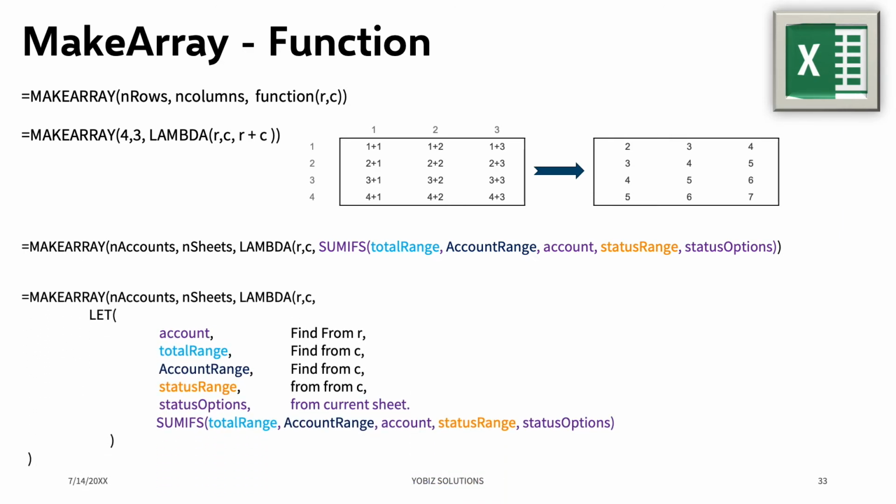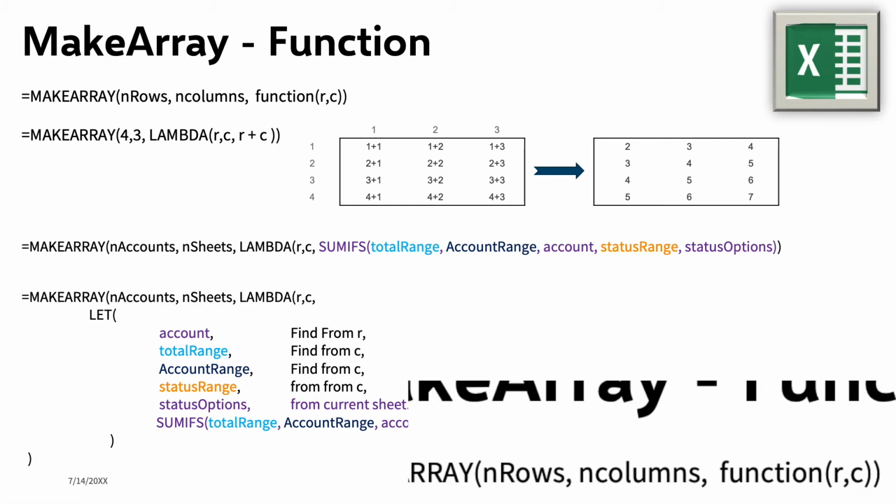And let's go one step further, because the only input you know is the index of the account and the index of the sheet. From the index of the row, we find the current account. And from the index of the column from the sheet, we need to find out the total range, account range, and the status range. The status option is basically the current, approved, and pending. And finally, once all these parameters are calculated from the current row index and the column index, we inject the SUMIF function. So let's complete this function here.